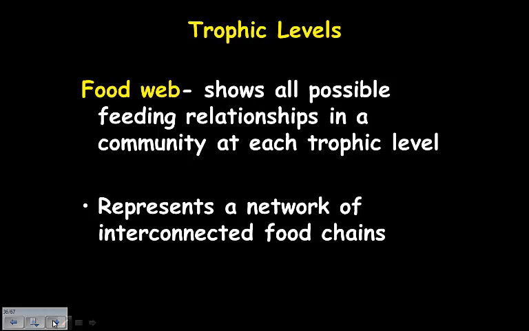A chain, think about a chain you have on your neck, a necklace or something. It's just got one link interconnected with another. But a web, think about a spider web and how interconnected and woven in all different places. So the food web is showing all the possible feeding relationships in a community at each of the trophic levels. So it shows all the possible ones, and it has this network that's all over.